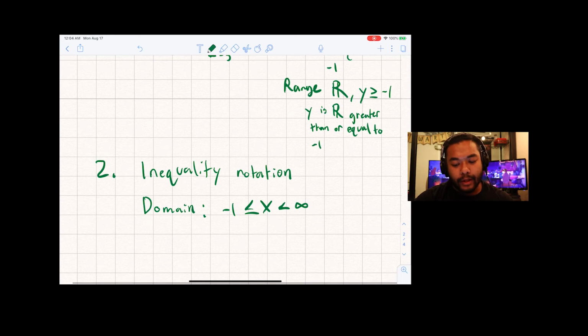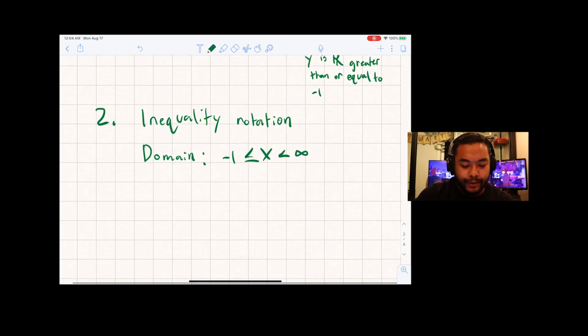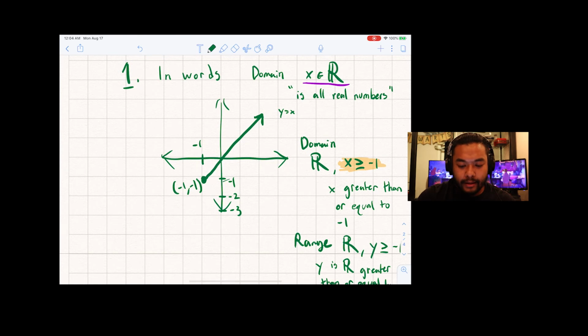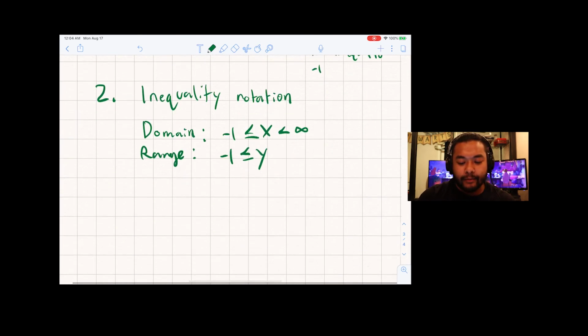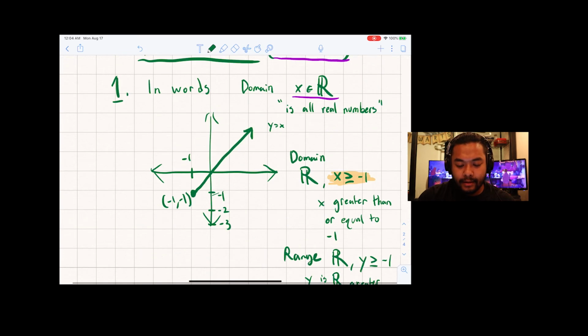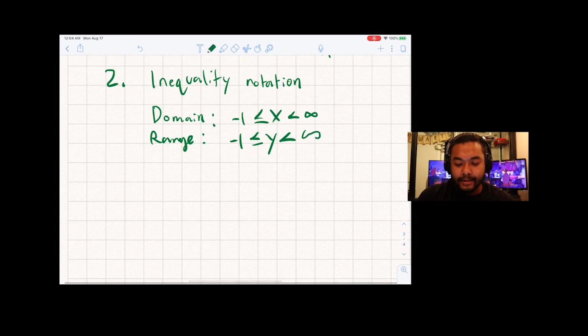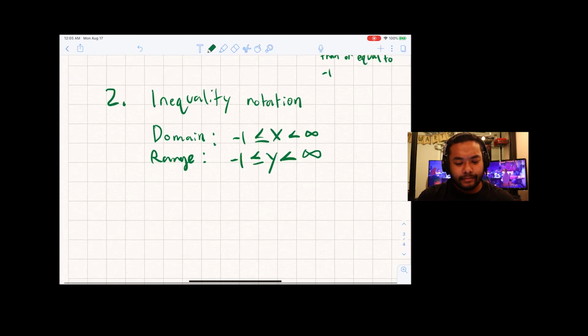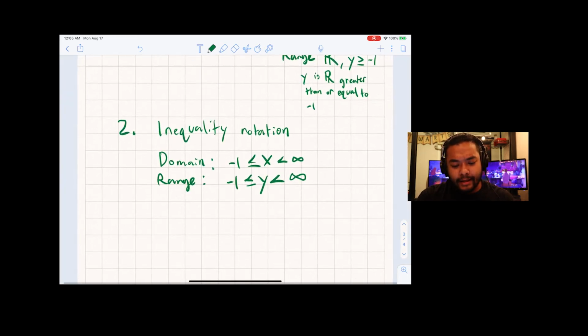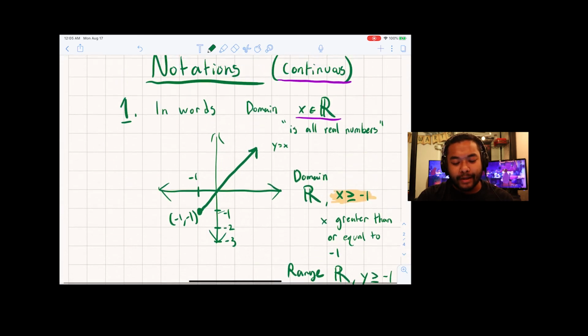All real numbers, all I would have to do is say the range is y is greater than or equal to -1 and less than, it keeps going up and up and up, must be less than positive infinity. And that's inequality notation, because not once did I say all real numbers. All I used was inequalities and infinity. So to me, this is the next intuitive way of describing a domain and range.